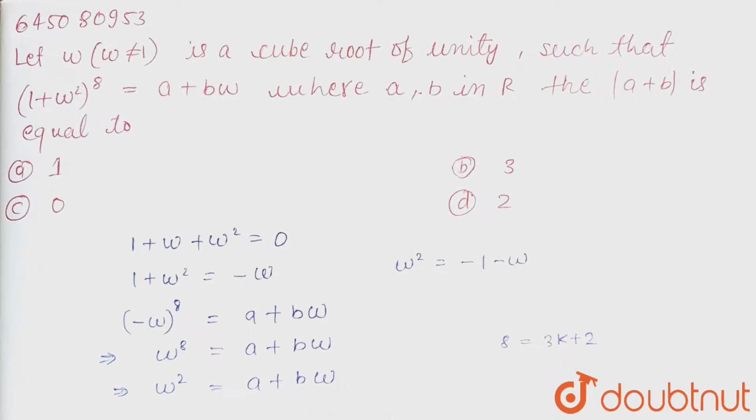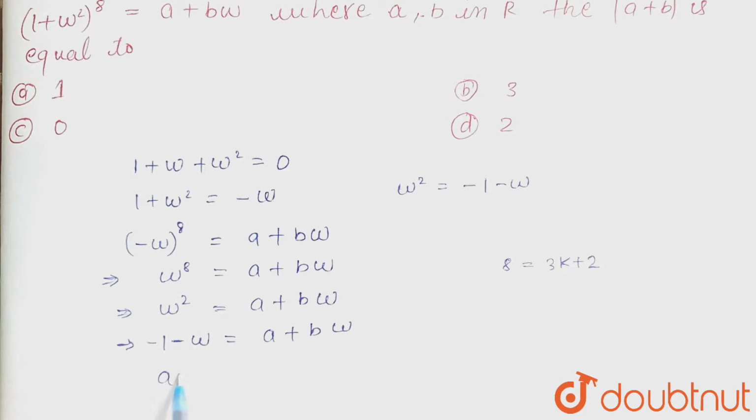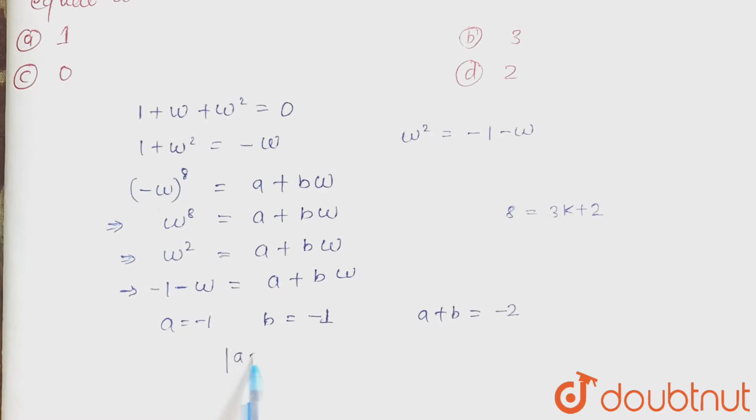So further we can write this as minus 1 minus omega is equal to a plus b omega. Now on comparing LHS and RHS, we can say that a is equal to minus 1 and b is equal to minus 1. So a plus b will be equal to minus 2, and mod of a plus b is equal to 2.